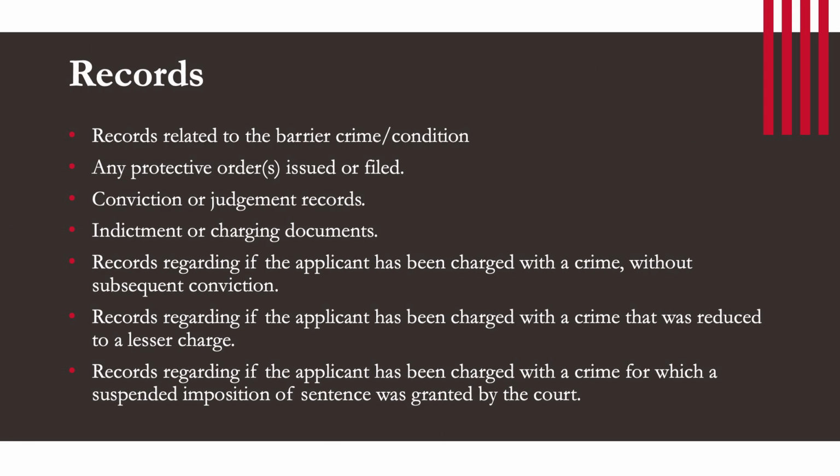Records. You must include records related to the barrier crime or condition, any protective orders that have been issued or filed, conviction or judgment records, indictment or charging documents, records regarding if the applicant has been charged with a crime without a subsequent conviction, records regarding if the applicant has been charged with a crime that was reduced to a lesser charge, such as a plea deal, records regarding if the applicant has been charged with a crime for which a suspended imposition of sentence was granted by the court.